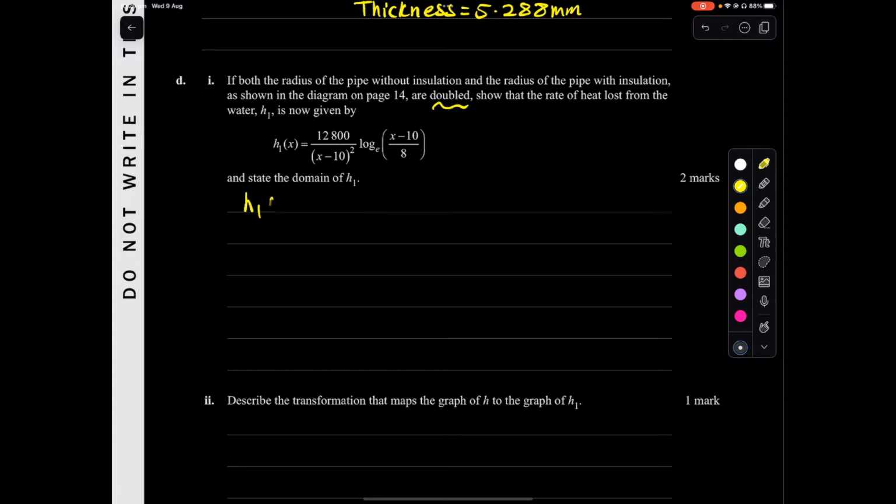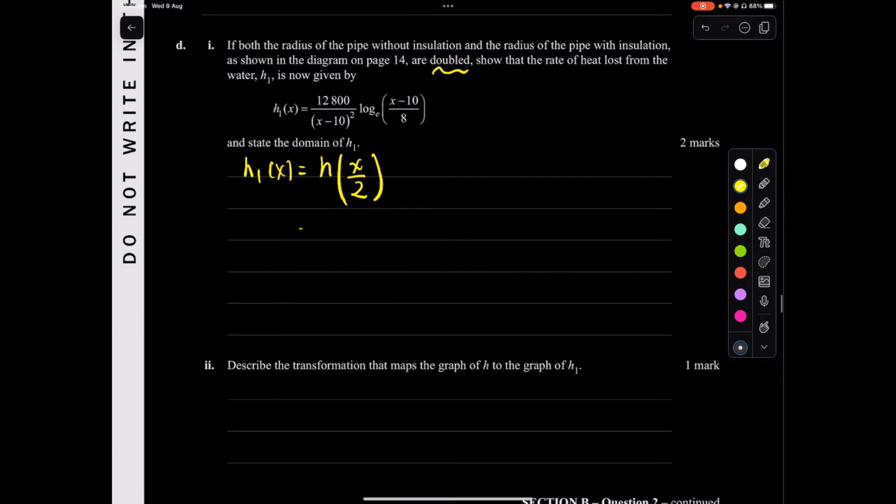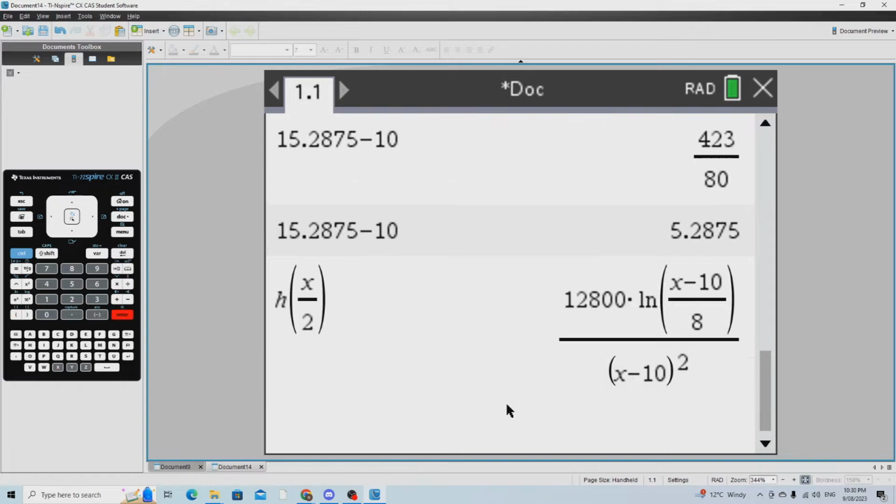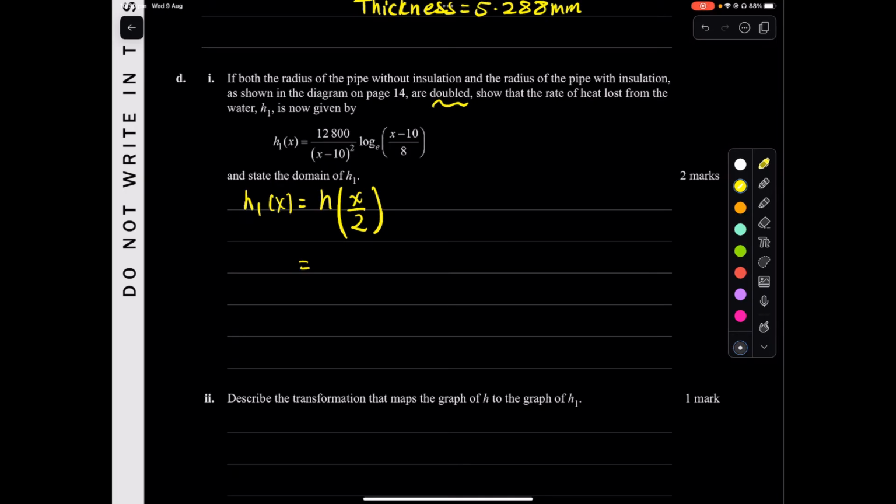meaning that h1 of x is equal to h, so we would dilate it by x over 2. And that would mean that h of x over 2 is what? So, wait, okay. Let's double check it. So h of x over 2. Okay, is that the same? Looks like it. Yeah, so it looks the same. So let's just show some working out. h of x over 2 is what?